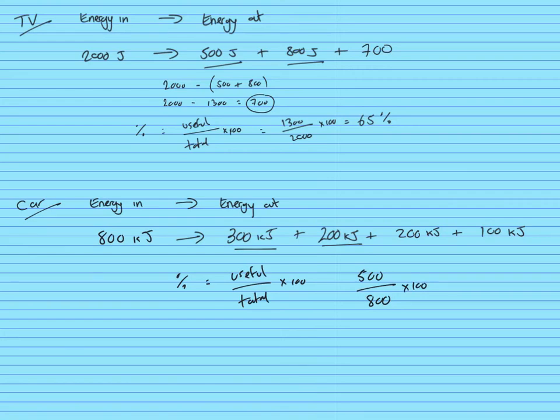times 100. And that is going to give me, when I put it into the calculator, 500 divided by 800 is going to give me 63%. It's worth noting now, they are all in kilojoules, so I didn't need to convert at all. I just put my figures over one another. It's very rare that you will have to convert back and forth with these sort of problems.